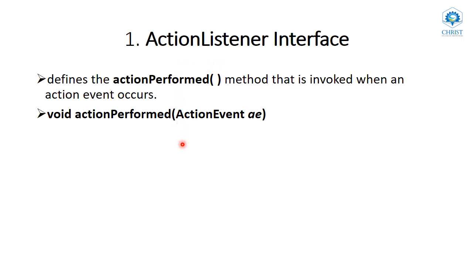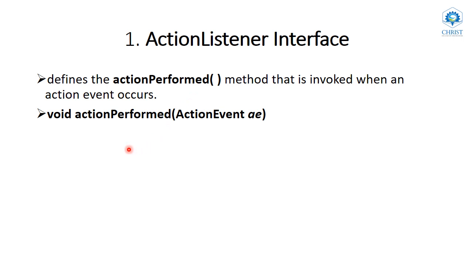Suppose we are planning to handle an action event that takes place on a button. So we have to register the action listener to that button, because the button is the source of the event. With that source we have to register the listener. In the current example, the button is the source, so I have to register the action listener to that button. Whenever the button is clicked, an action event will be generated. Then the actionPerformed method inside this interface will be called automatically.